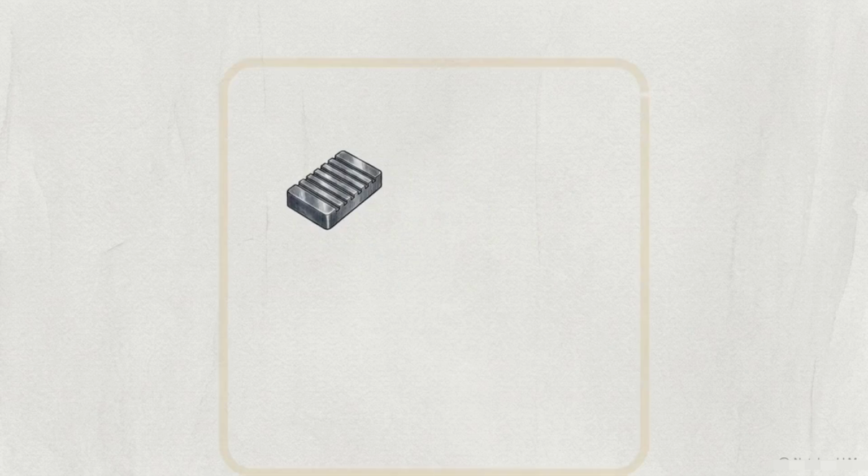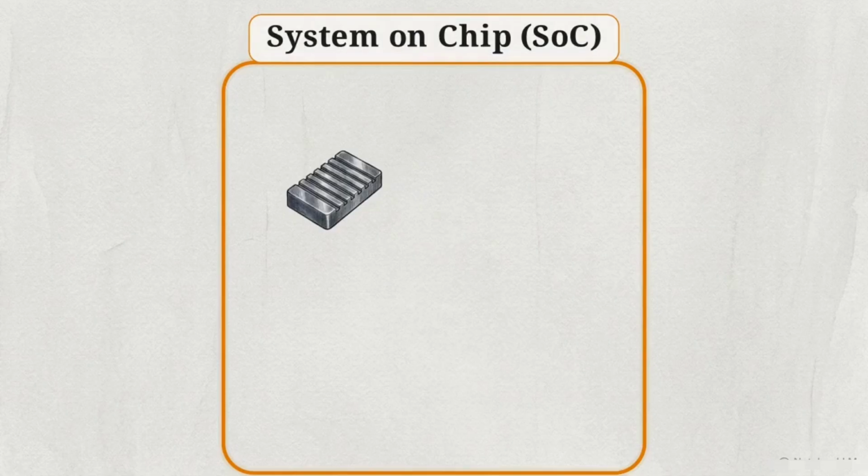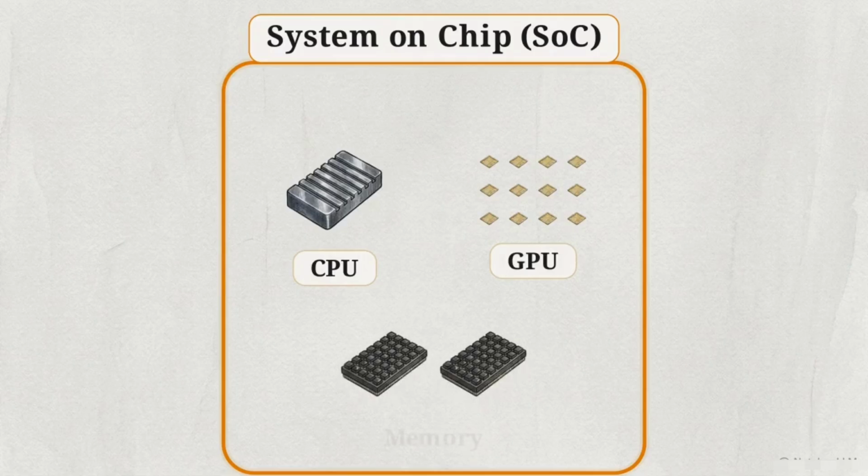Both of these crucial processors live inside a unified physical ecosystem. This schematic shows the overarching boundary called the System on Chip, or SoC. It houses the CPU, the GPU, and the memory, all on one microscopic sliver of silicon.